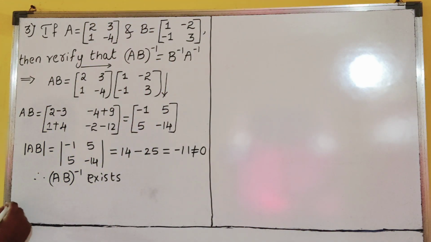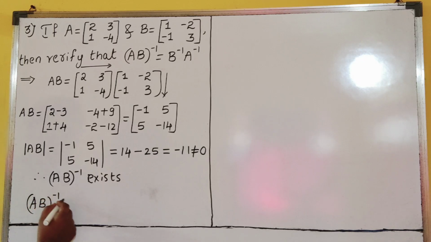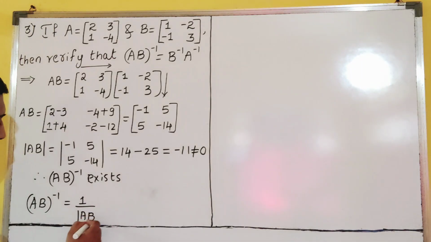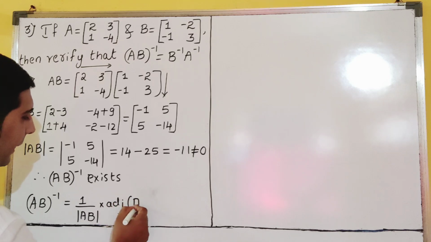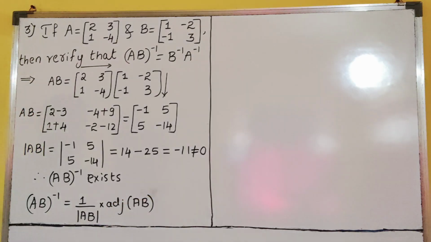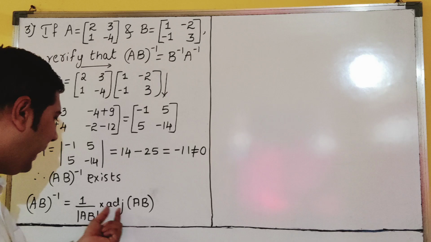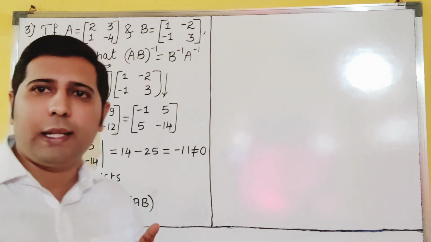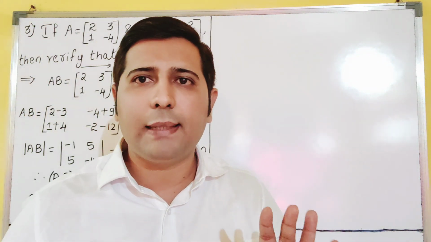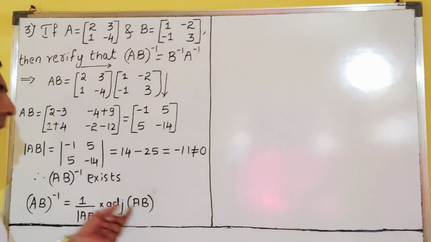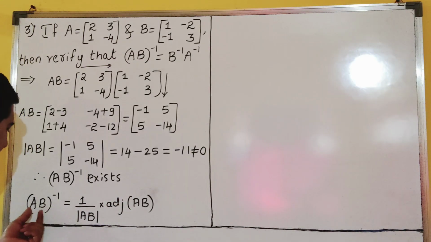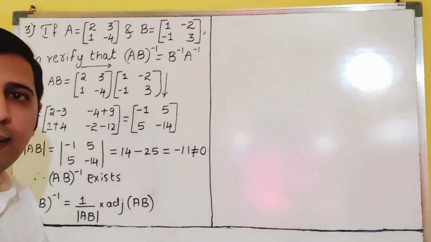So then how to find now (AB) inverse? Everyone knows, how will we find it with this formula? (AB) inverse is 1 upon determinant AB into adjoint of AB. See here how I have written the formula. 1 upon determinant A into adjoint of A, you will write or not? A inverse, you will find like that. A inverse is equal to 1 by determinant A into adjoint of A. Same only here, in place of A, AB is there, dear students.